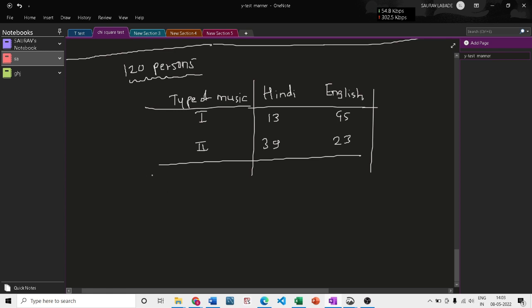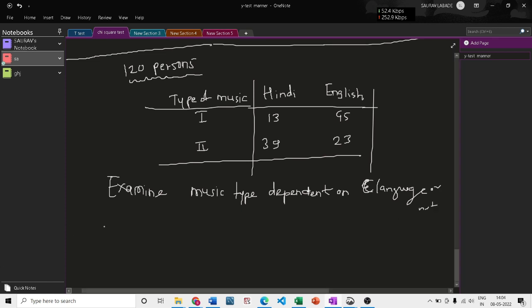We have to examine whether music type is dependent on language or not, right? Yes. So simply we can firstly define the null hypothesis. What will it be?